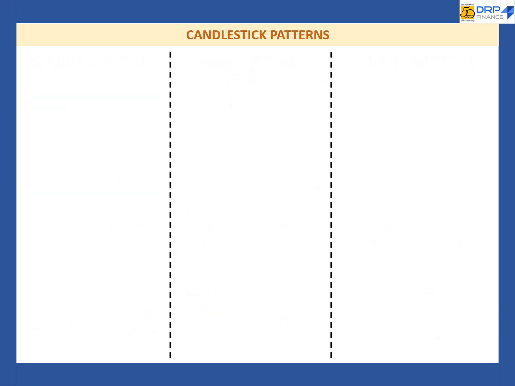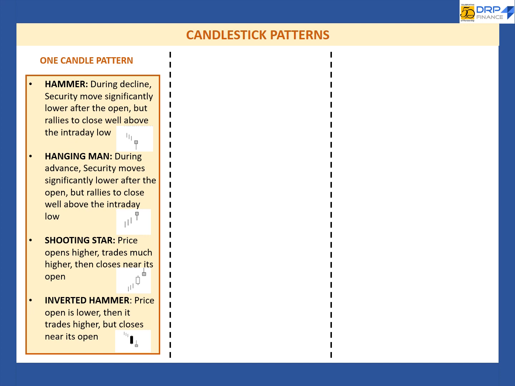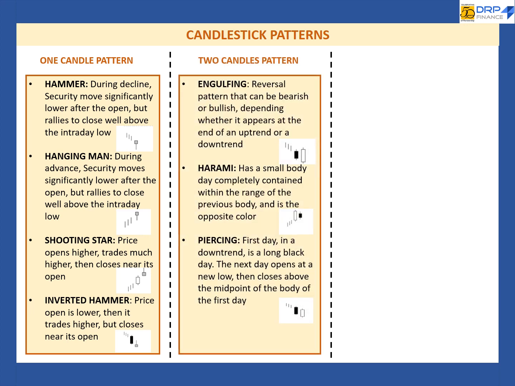Let's now see various types of candlestick patterns. Popular one candle patterns are hammer, hanging man, shooting star, inverted hammer. Popular two candle patterns are engulfing, harami, and piercing. And three candle patterns are evening star, morning star, and doji.